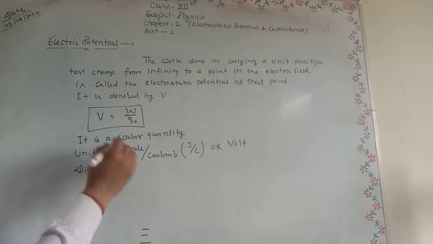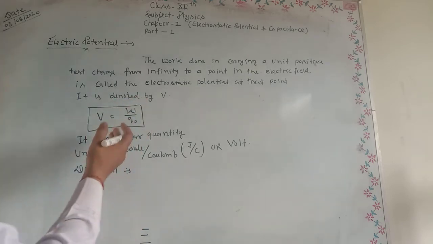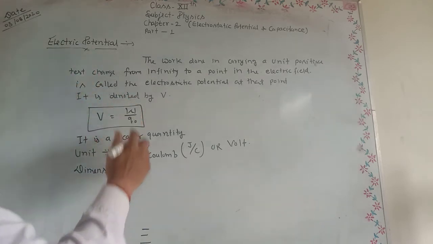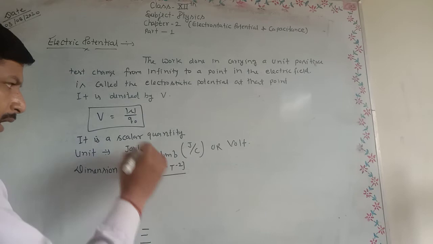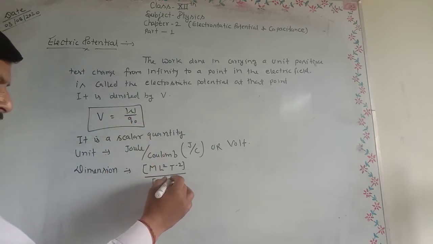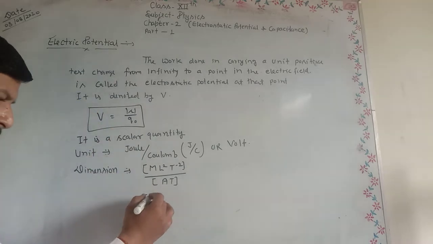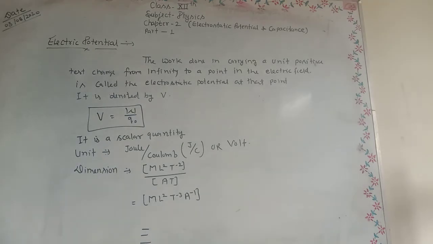Dimension of electric potential. Dear student, we can find the dimension of the electric potential easily from the formula. The work done has dimension M L square T minus 2, upon the dimension of charge, A T. Then the dimensional formula of the electric potential is M L square T minus 3 A minus 1. Understand students?